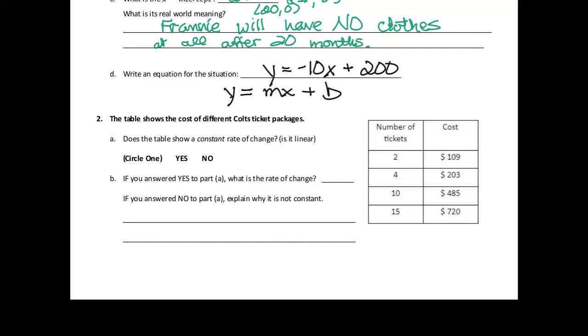This table shows the costs of different Colts tickets packages. Does the table show a constant rate of change? In other words, is this linear? Janetta says no. Okay. Well, let's see.